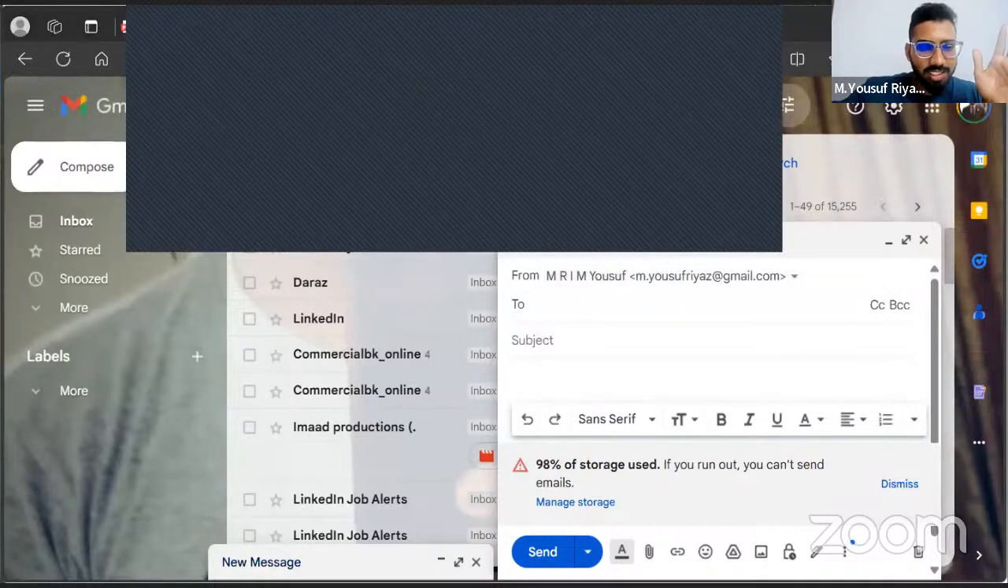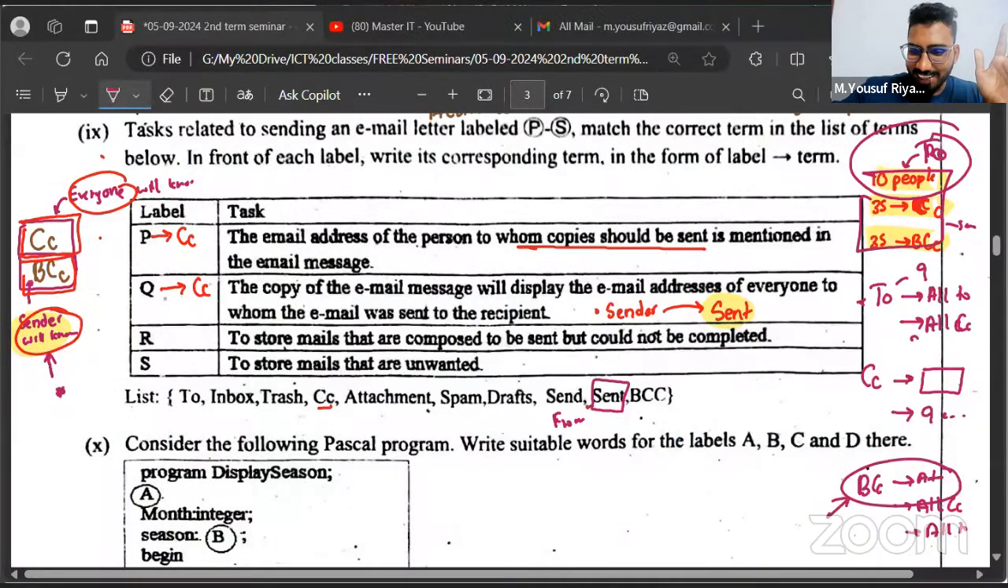The copy of the email message will display the email addresses of everyone who the email was sent to. I'm going to keep that as CC.